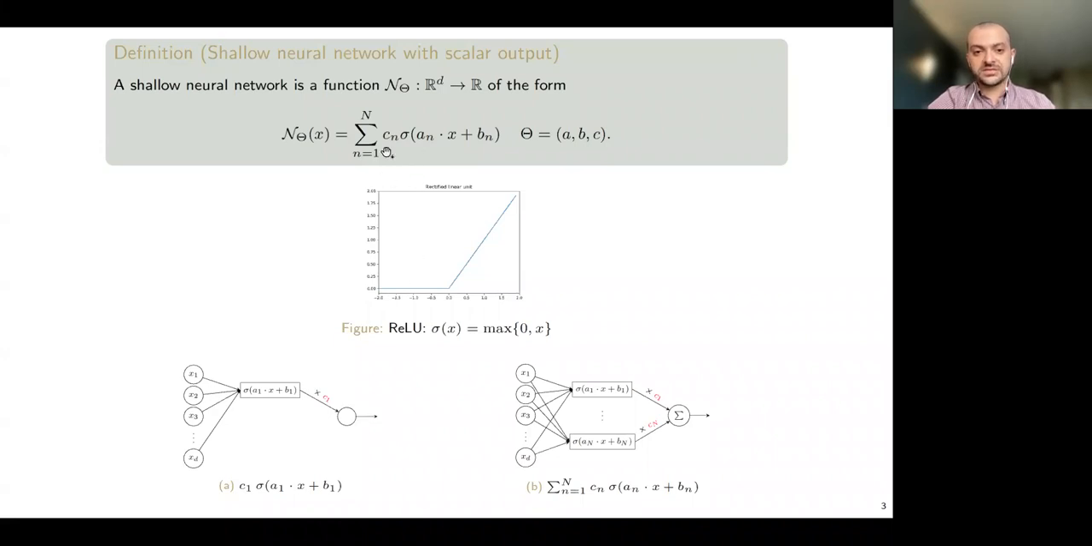So in other words, in this summation, the big N is equal to 1 in the definition of the shallow neural network. So I have just one unit. If we have many units, just as pictured here, we can stack them and then make the network a little bit wider. So the width will be the number of computational units in this network.